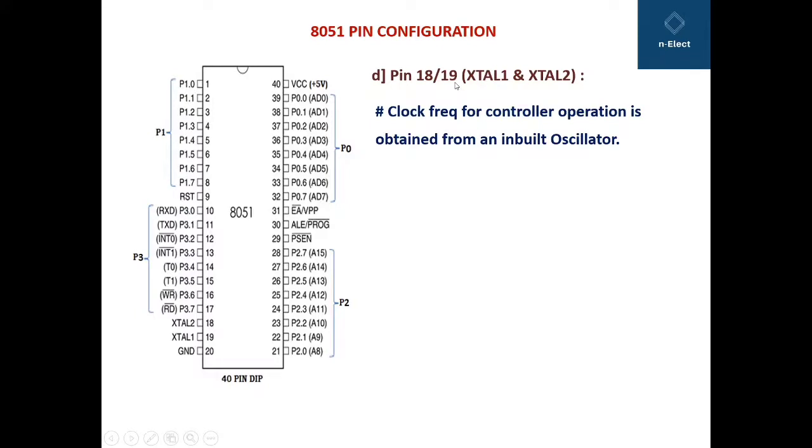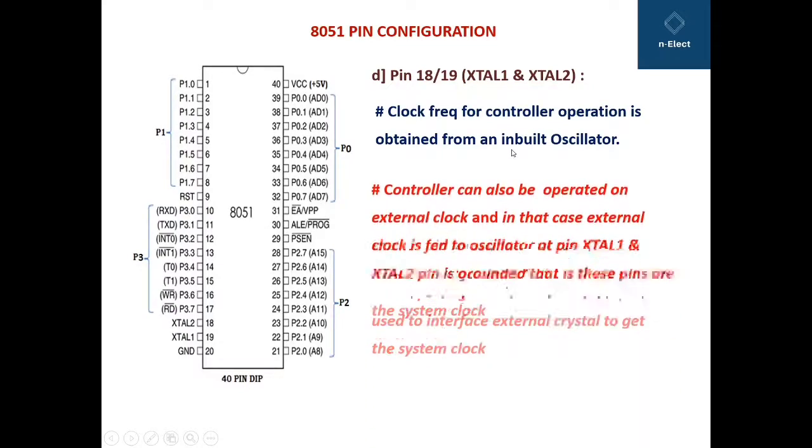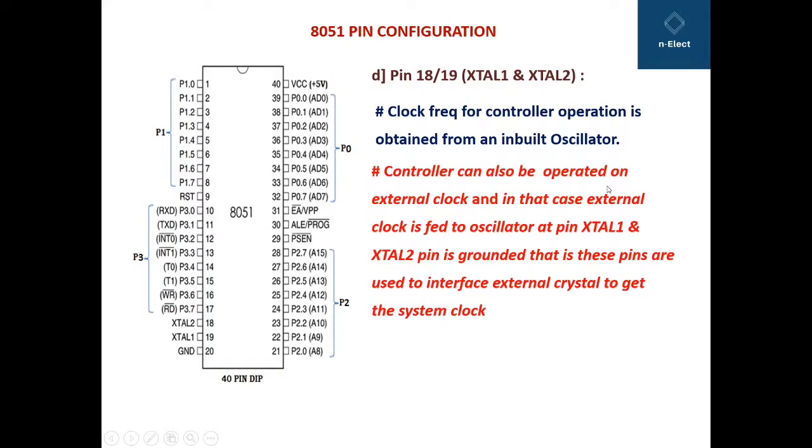Then pin 18, pin 19, these are crystal 1 and crystal 2 pins actually. Clock frequency for the controller operation is obtained from the inbuilt oscillator. This is the general phenomenon. Controller can also be operated on the external clock, and in that case external clock is fed to oscillator at pin crystal 1, means here pin number 19, and crystal 2 pin is grounded. That is, these pins are used to interface external crystal to get the system clock.